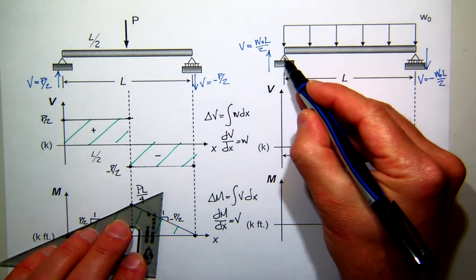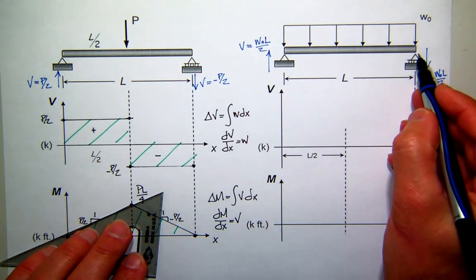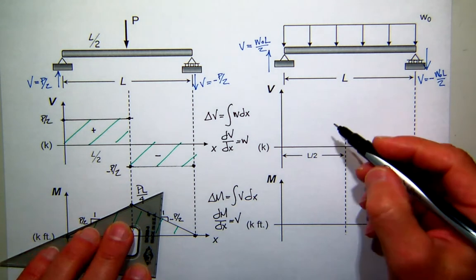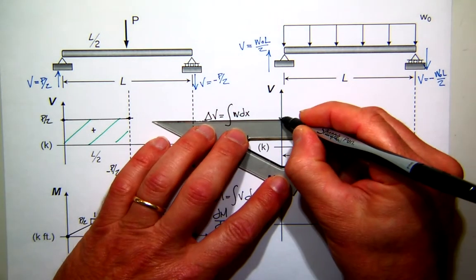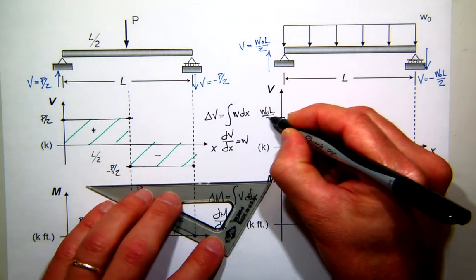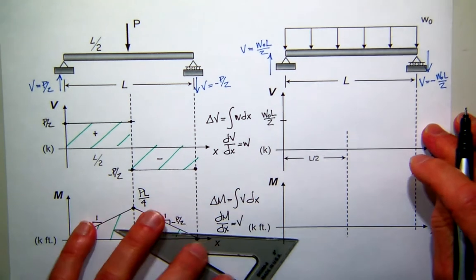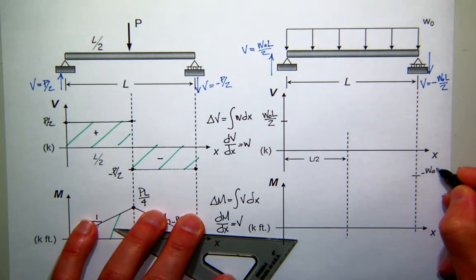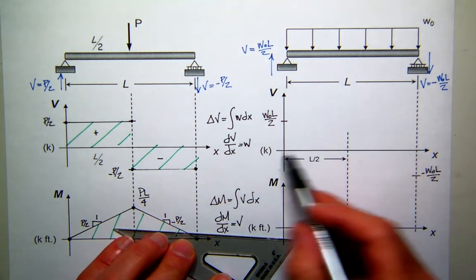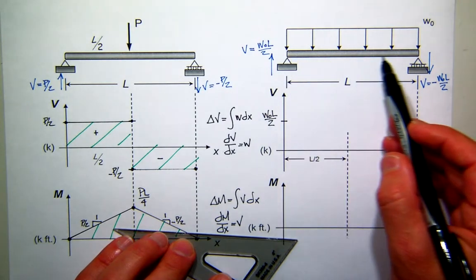What's the moment here? 0. And the moment here? 0. So we have our starting and end points. We should be in good shape. That means our shear diagram will start with a positive value of W naught L over 2, and it should end with a negative value of W naught L over 2. Let's see if we can make it work. The change in shear between any 2 points is the area of the load curve. So what is the area of the load curve over the whole length?